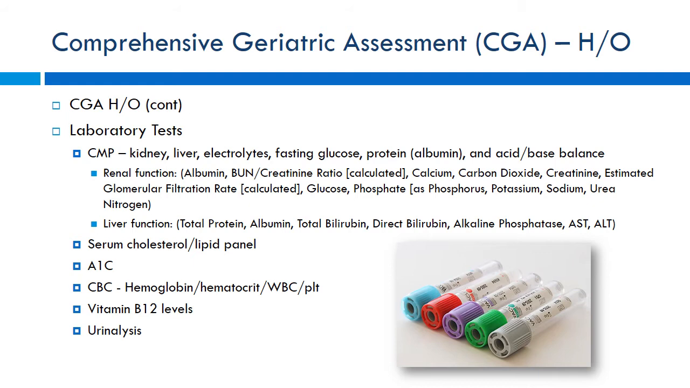We can also look at their CBC. This helps us to look for things like anemia, by looking at their hemoglobin, hematocrit. We can look for sources of infection by looking at their white blood cell count if that's being affected. And then other things like vitamin B12 levels, the urinalysis. All these can be useful in helping to determine what's going on with the patient, and is there any kind of changes or interventions we should make here.